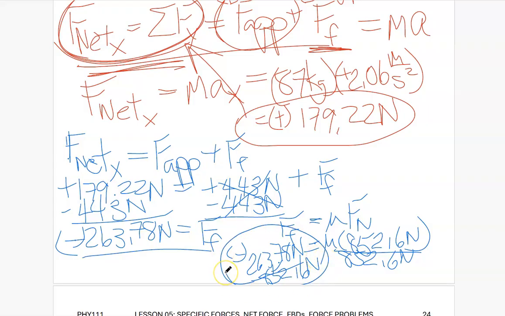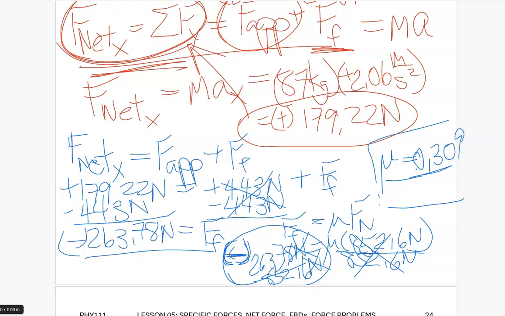So when you divide these two numbers to get mu, these two will cancel, and you get a value of mu that is equal to 0.309. The newtons cancel the newtons. Mu is always a positive value and it has no units, so our final answer is that the coefficient of kinetic friction is 0.309, and that's it. And that completes the horizontal motion force problems.